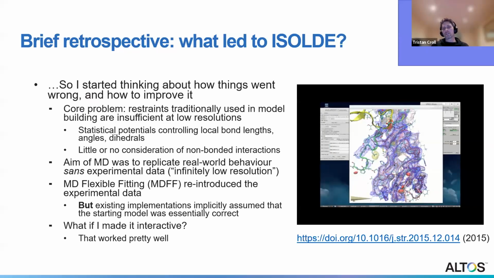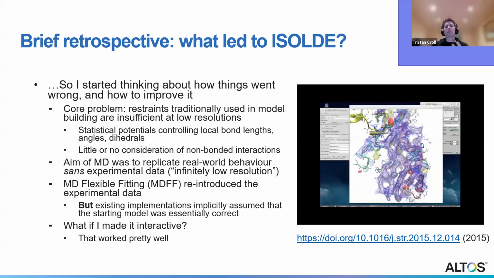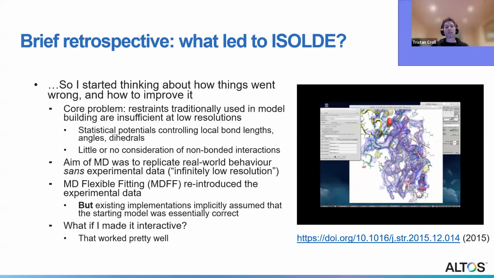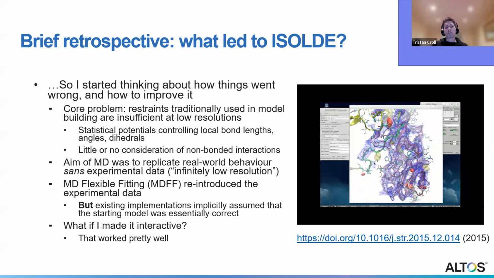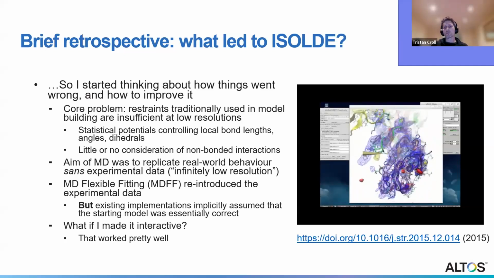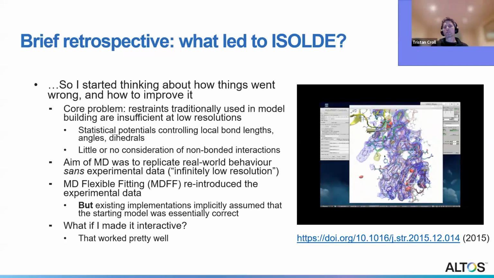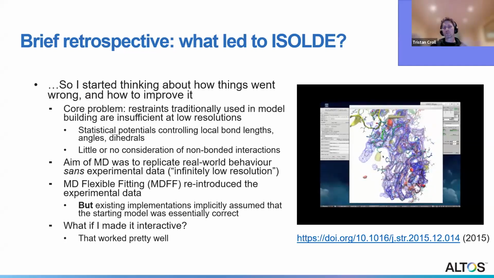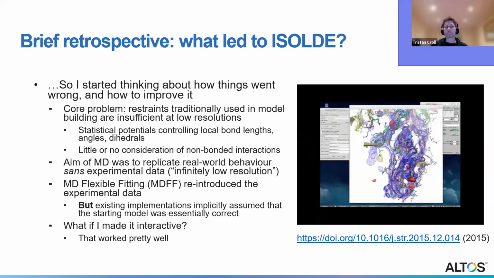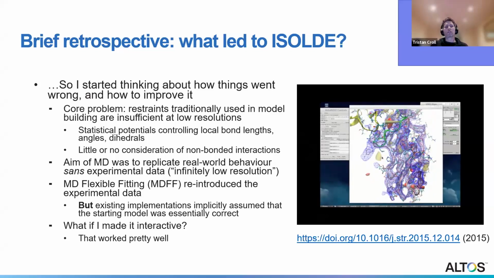What it boiled down to for me after a bit of time trying to play around with it is that the core problem really was that the restraints traditionally used in model building, in interactive model building in particular, are really insufficient at low resolutions. They're statistical potentials that are really just controlling very local behavior, the bond lengths, angles, dihedrals, with little or no consideration of non-bonded interactions. And it's the non-bonded interactions that are really controlling everything. When you have very high resolution data, you can get away with that. But when you're working with these horribly fuzzy maps, they're simply not enough to control things.